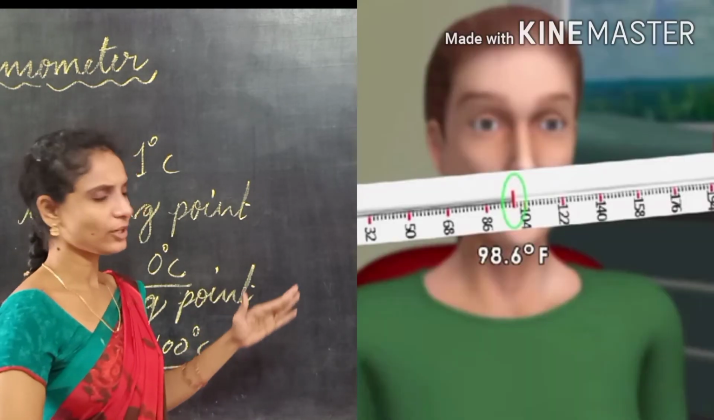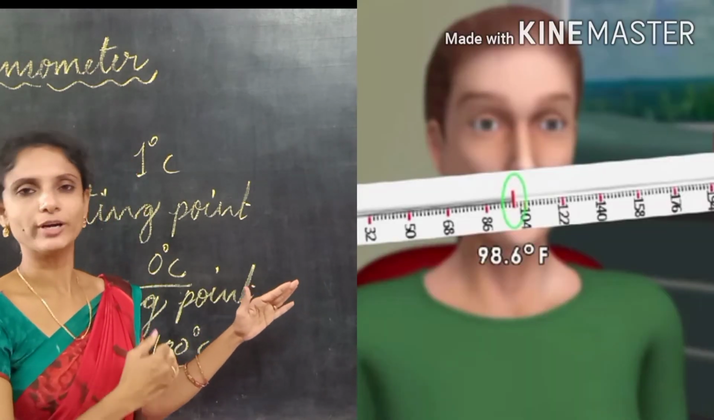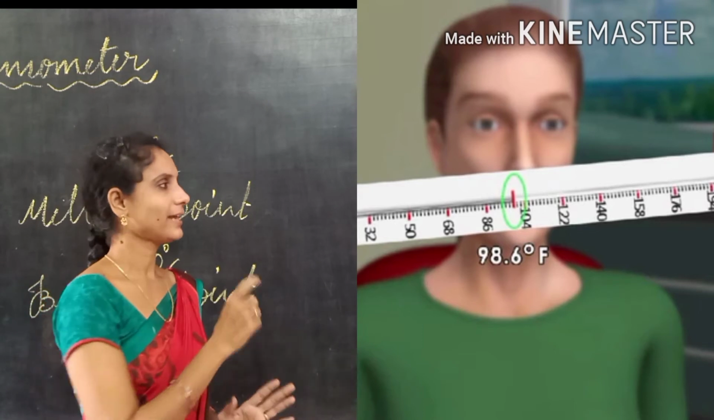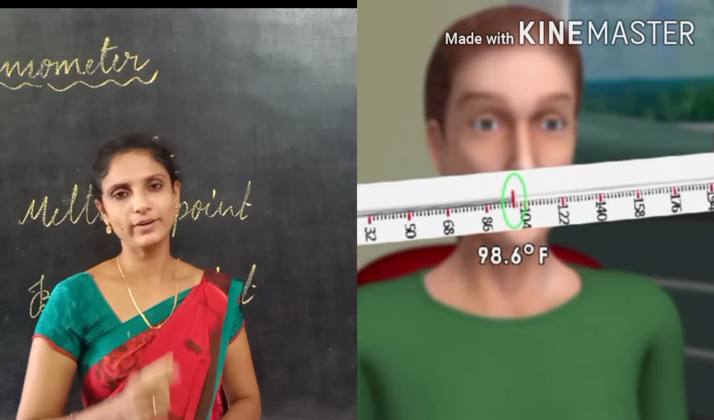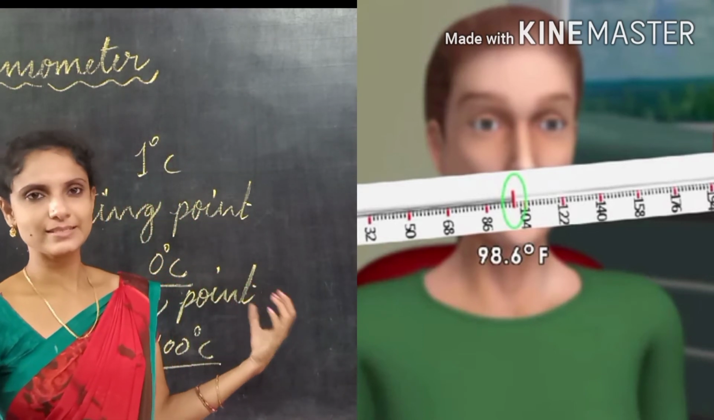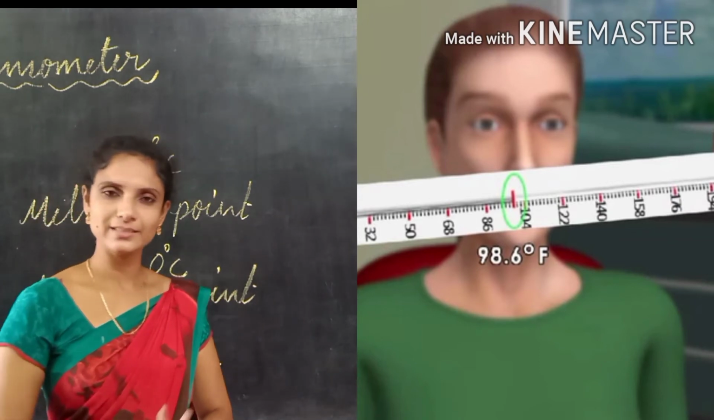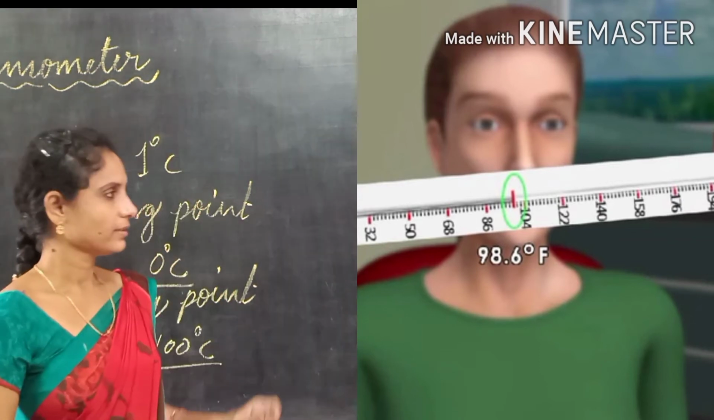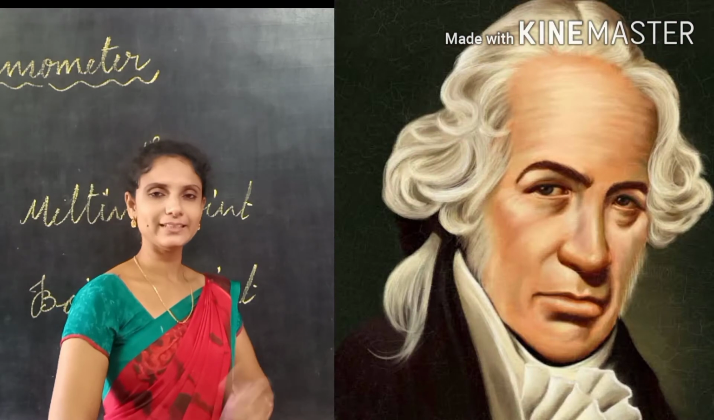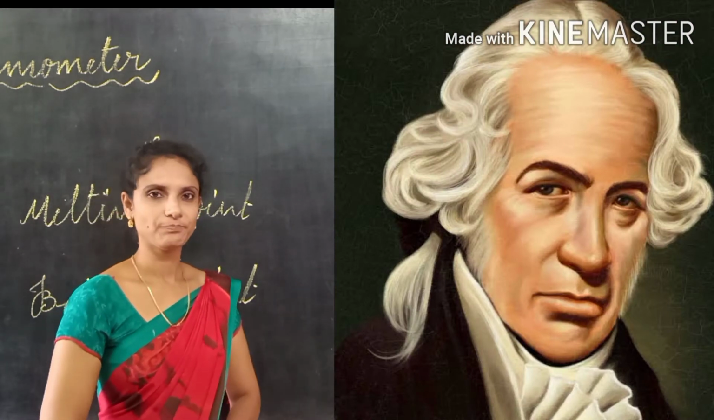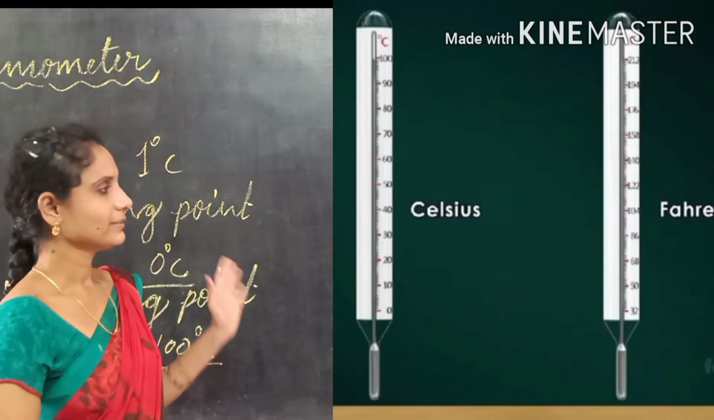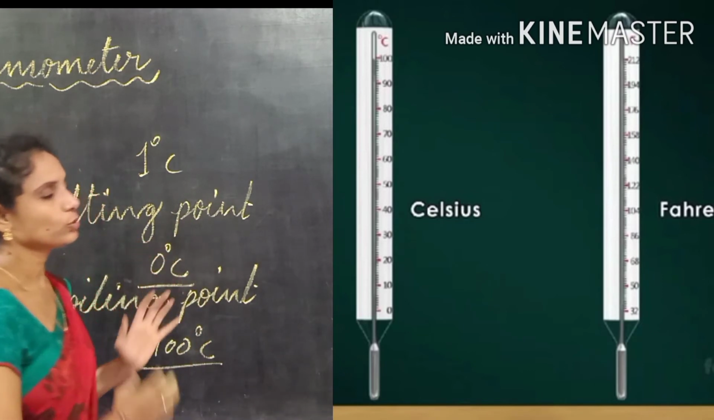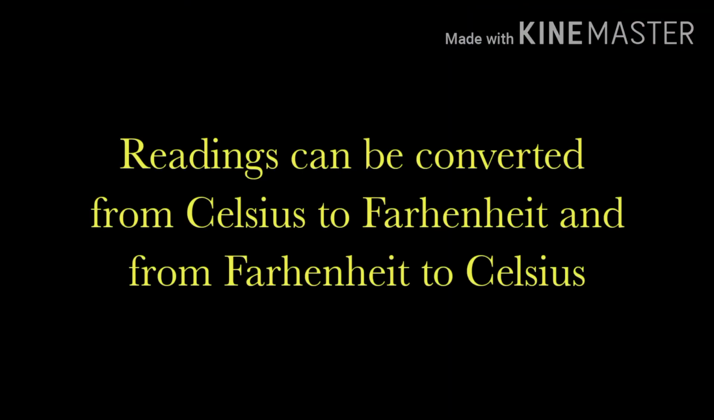Here the normal body temperature of a human being is 98.6 degrees Fahrenheit. Simply we can write it as 98 degrees F. It got the name after the scientist Daniel Fahrenheit. So these are the two types of thermometers. If you know the temperature in one scale, it is easy to convert into the other by using two formulas.